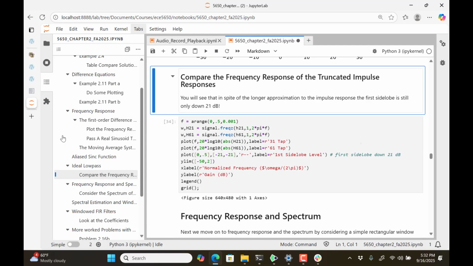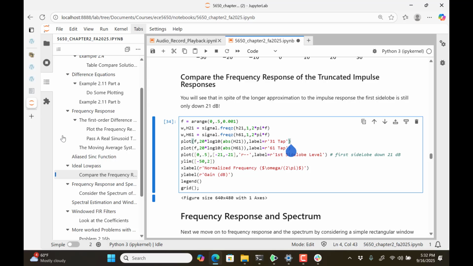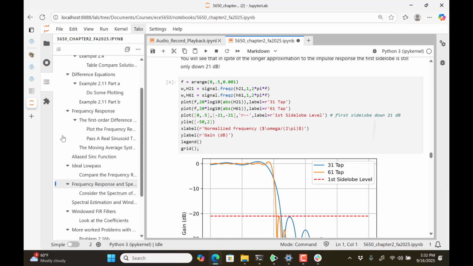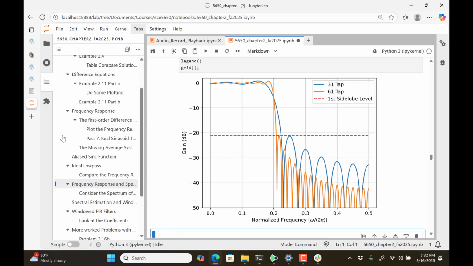So let's take those two and just compute the frequency response. I've gotten ahead of myself because I haven't talked about the freqz function in here, but it is a function that you can use to calculate the frequency response given the impulse response. So that just shows you those two filters together. The first side lobe is down -21 dB. I wasn't remembering that quite right.